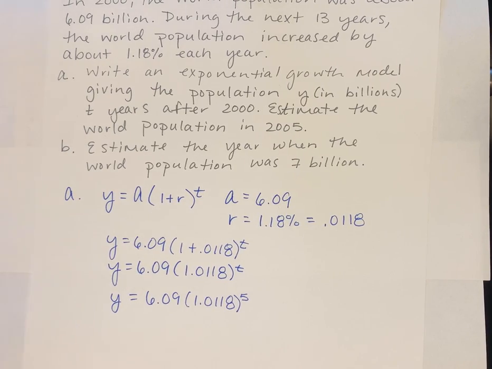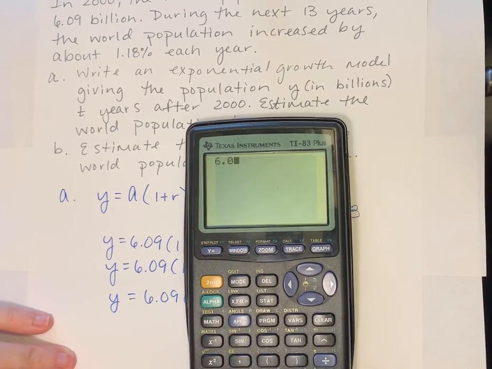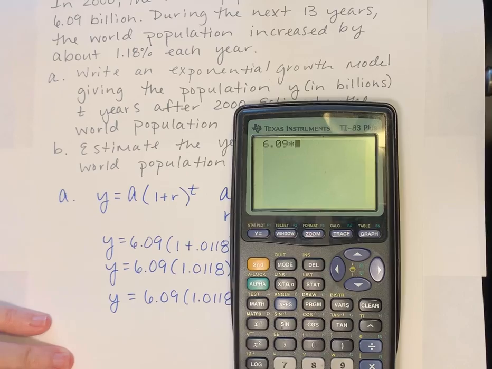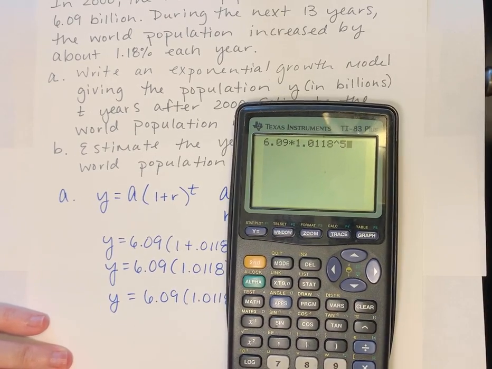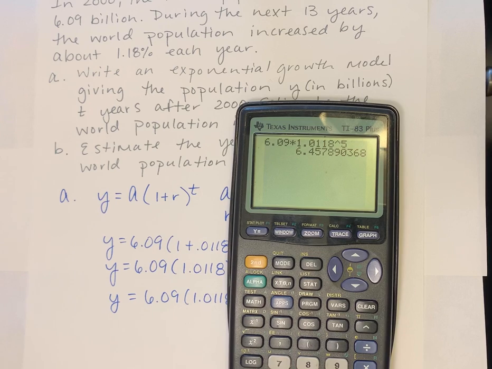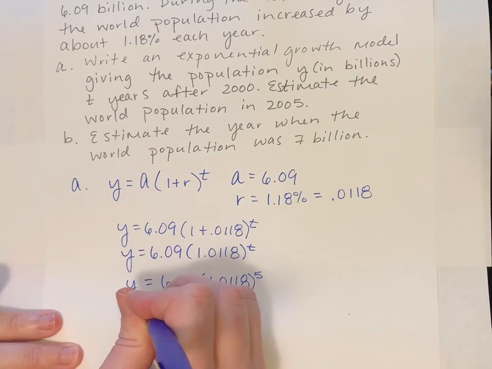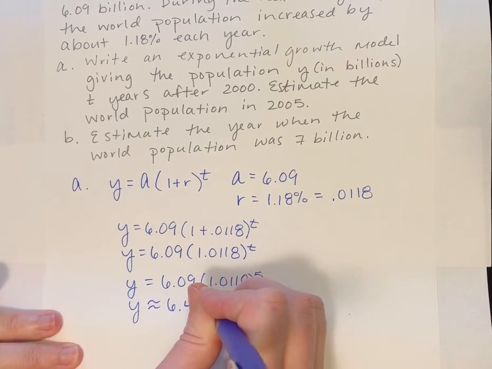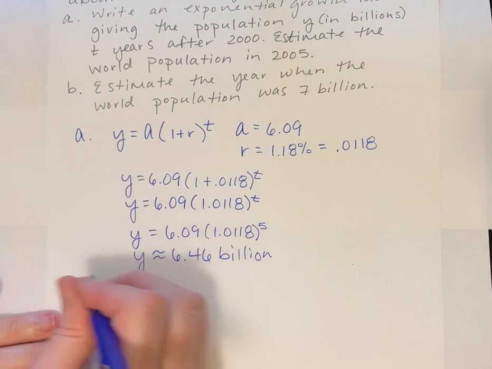So I'll show you how to put that in your calculator. So 6.09 times 1.0118, and then again, you're just going to use this caret key to the 5th. So you should get, if we round to the hundredths place, 6.46 billion. So it's approximately 6.46 billion. B.